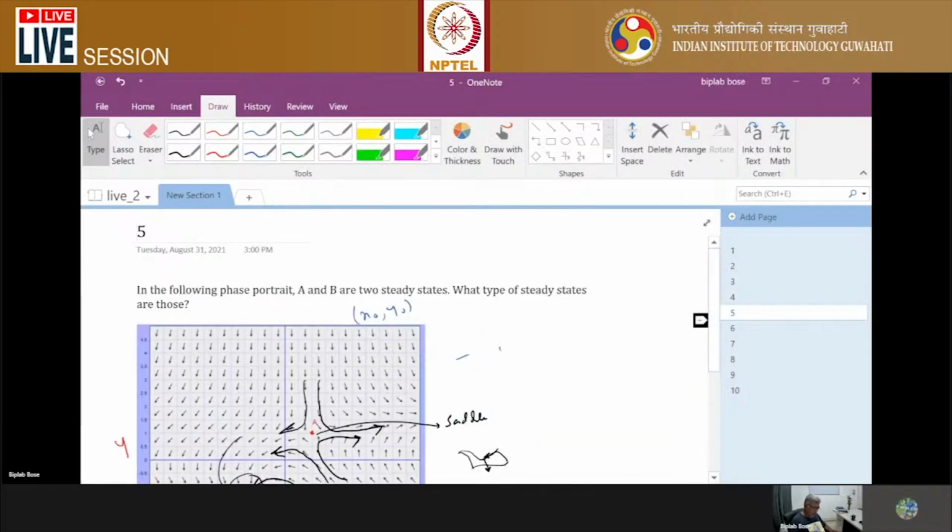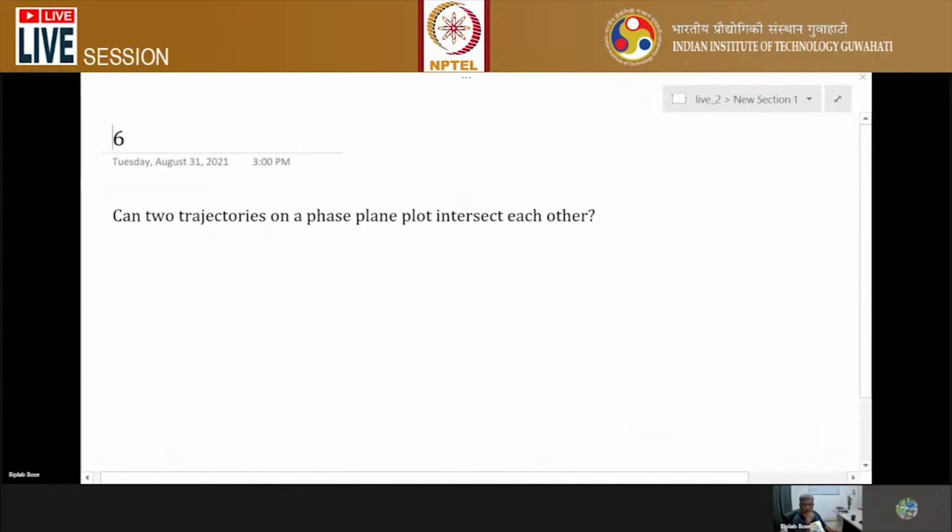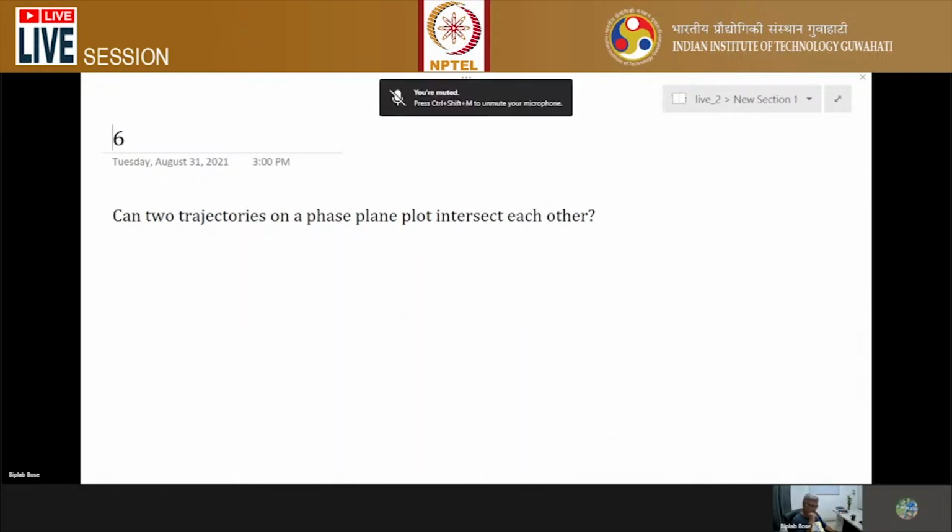I will end this with a question for all of you to think over. I will not give the answer right now, because I want you to please think over it, because this is very important to understand. Can two trajectories on a phase plane plot intersect each other? Please think over this question. If you do not get the answer, raise this question in my next live session. I will explain. But put some thought into this.